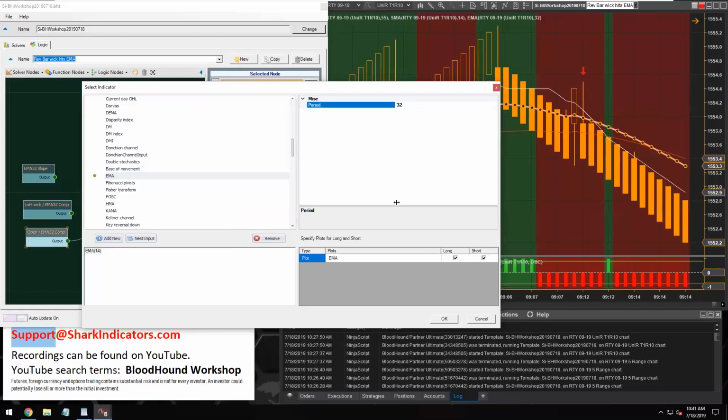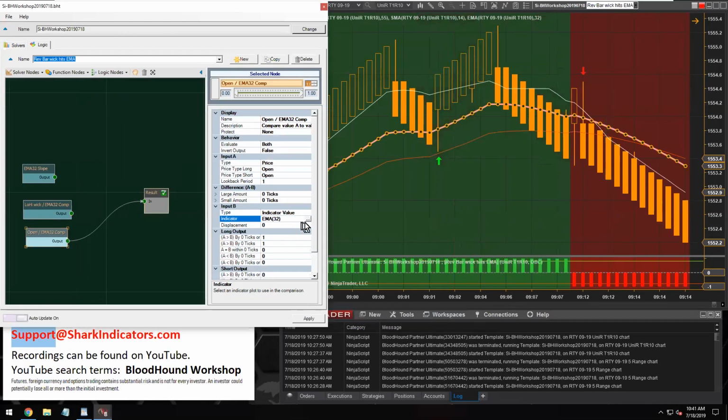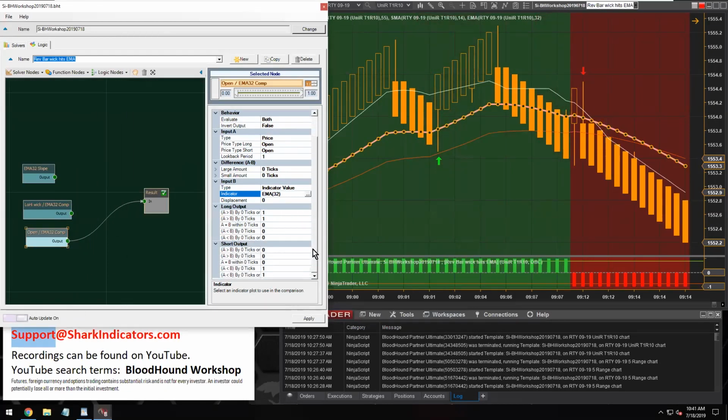All right, change the period, and we'll call it good. All right, so if the open is above the EMA, we want a long output, and we're getting that. And then if the open is below the EMA, we want a short output, and we have that. So in other words, we didn't need to reverse the outputs this time.